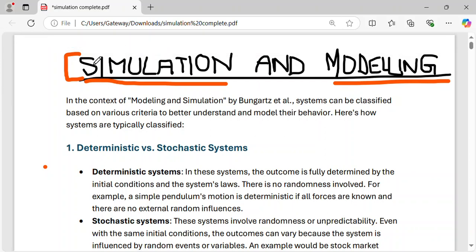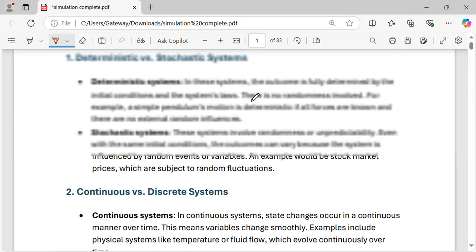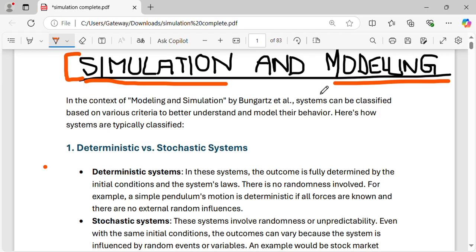So let's talk about modeling and simulation today. And before even starting out with the basic topics, we want to cover what is simulation and what is modeling. So simulation is basically simulating a system, right? What is a system? Any system, right?